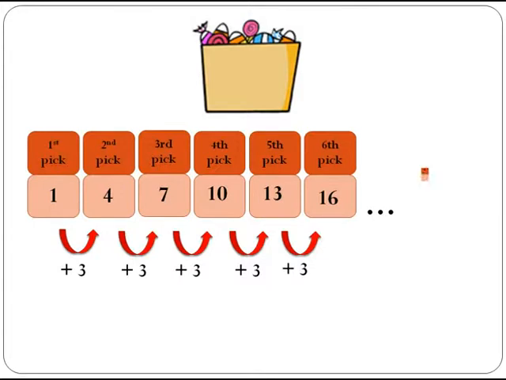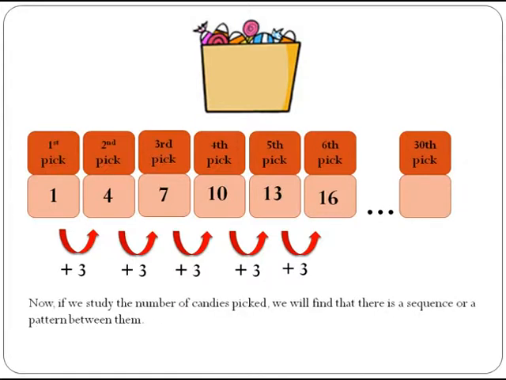This was easy to get, but now if I ask you how many candies he picked up the 30th time, how will you find out? The above process would be a little tedious. Now if we study the number of candies picked, we'll find that there is a sequence or a pattern between them. 1, 4, 7, 10, 13, 16 and so on is an arithmetic progression with a common difference of 3 and the first term being 1.